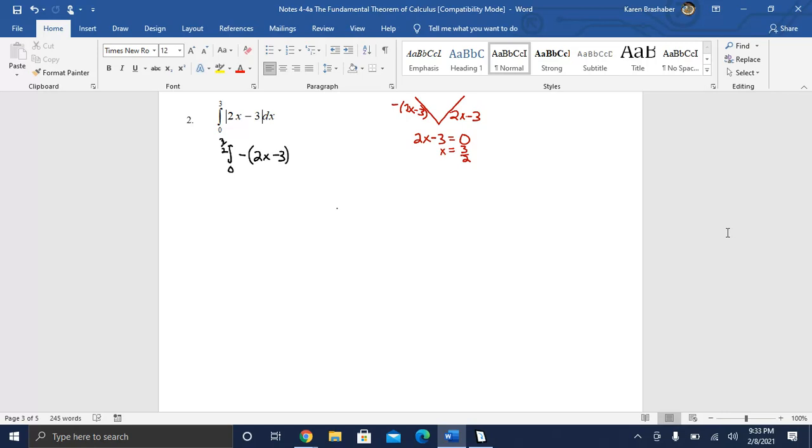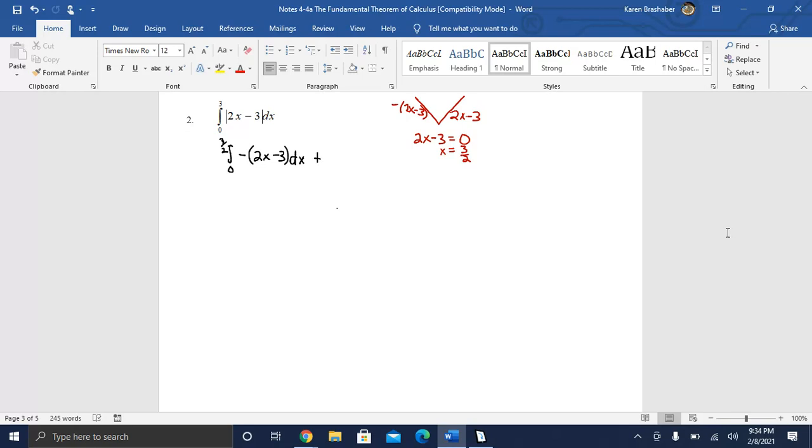Now, you can either think of that graphically, or if you were to substitute a number between 0 and 3/2, such as 1, if you were to substitute 1 in for x, you would get 2 times 1 minus 3. You would get a negative and have to convert that to a positive. So in other words, using the opposite sign, that means you're on the negative branch of the absolute value.